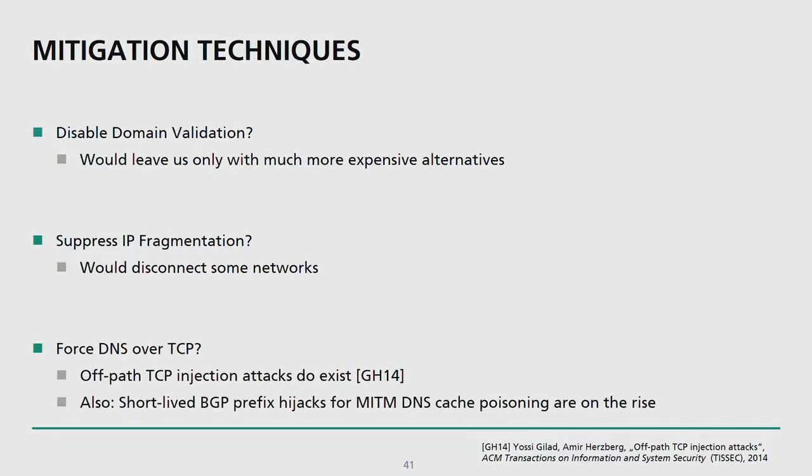Also, off-path TCP injection attacks do exist. At the moment they are primarily on HTTP traffic, for example, making assumptions about the upper layers, but it's probable that such attacks will be developed in the future too. Also, notice that we've seen an increase in short-lived BGP prefix hijacking attacks with the purpose of doing a man-in-the-middle for DNS cache poisoning.